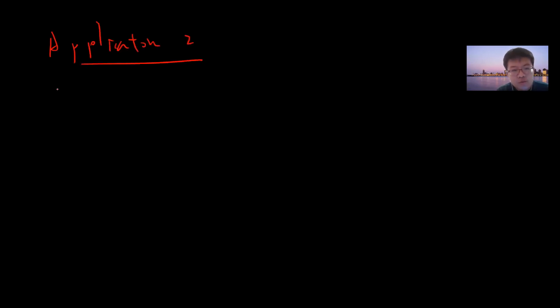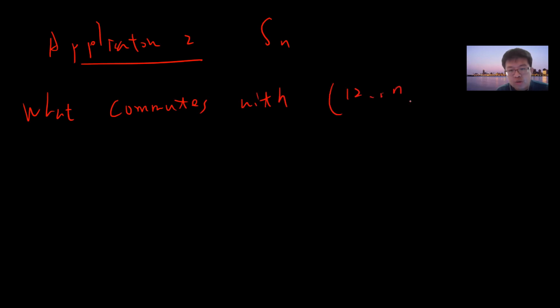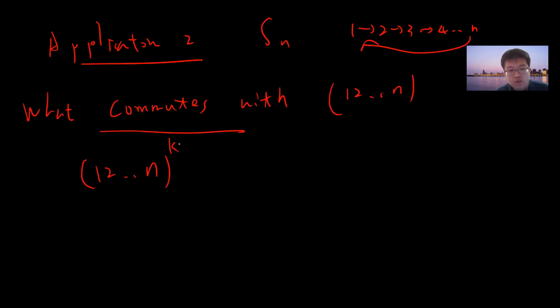Okay, so application 2. Let's think about application 2. In Sn, I want to ask what commutes with (1 2 ... n), right? This is the permutation where 1 goes to 2, 2 goes to 3, 3 goes to 4, and n goes to 1. So what is the element which commutes with it? Ideally, I should say (1 2 ... n) to the power k should commute with itself, by definition. So k should be 0, which maps to the identity that commutes with everything, up to n-1. If you go to n, then everything will just go back.